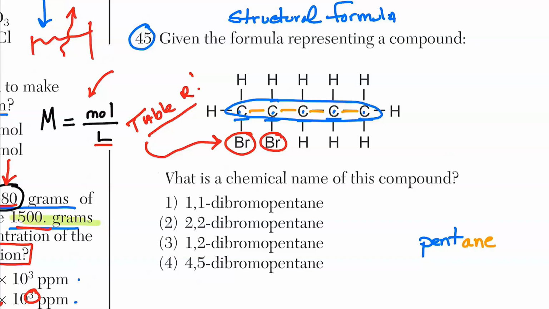So we have bromides on the 1st and 2nd carbon, okay, or it could be on the 4th and 5th. Well, it's going to be on the 1st and 2nd carbon. And you say, well, why do we do that? Well, that's just the IUPAC naming system.